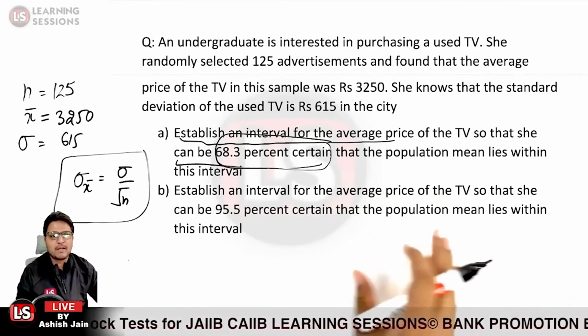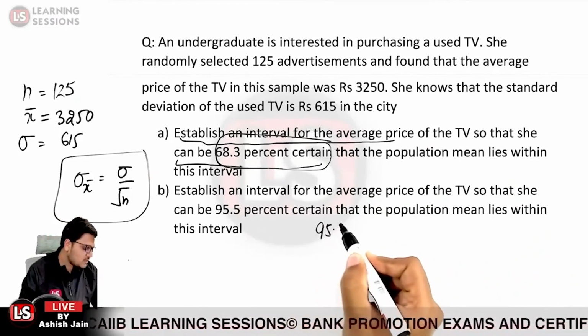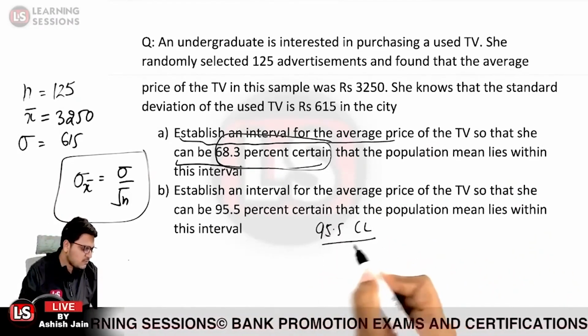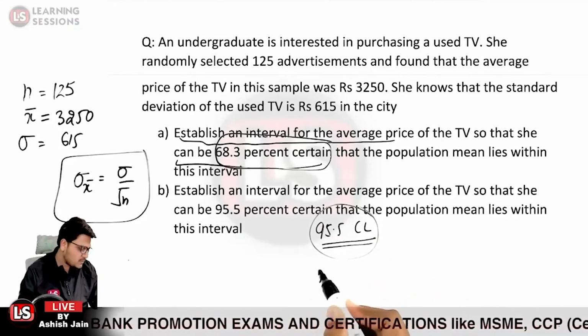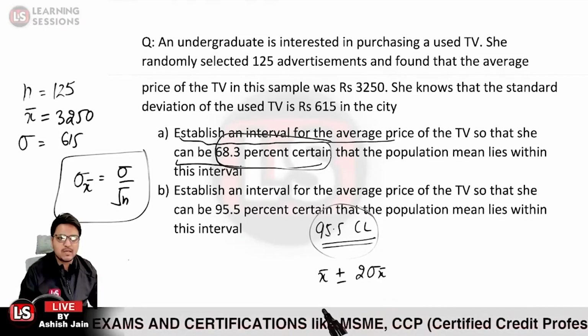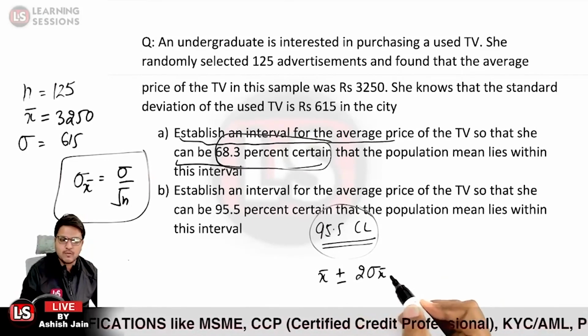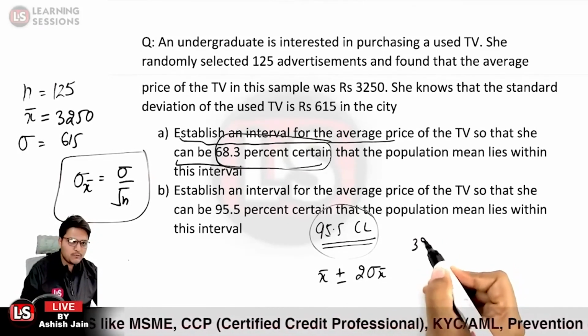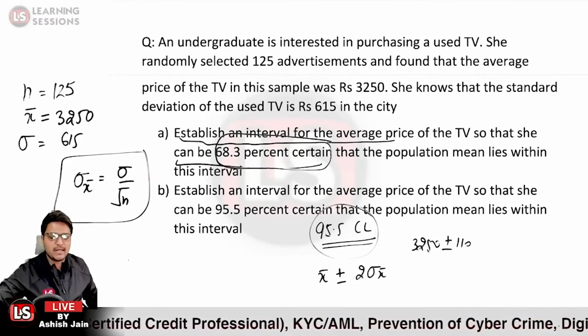Further, the second part says to establish an interval of the average price of the TV so that she can be 95.5% certain. For 95.5% certainty, what was the basic formula for the confidence level? It was X bar plus or minus 2 times sigma X bar. What is the value of sigma X bar? It is equal to 55. So it will be 3250 plus or minus 110.